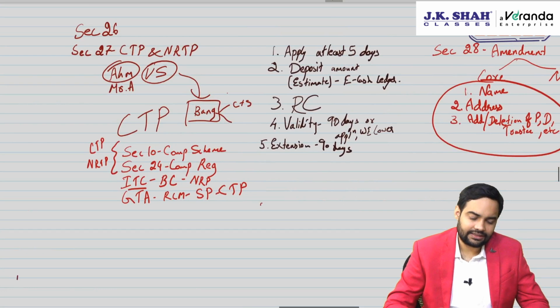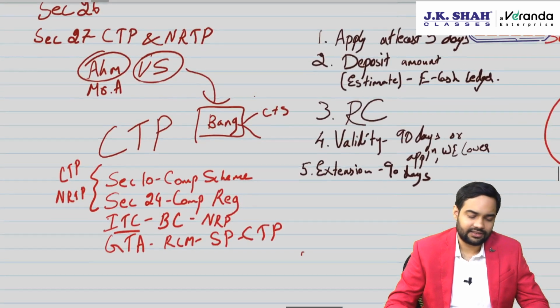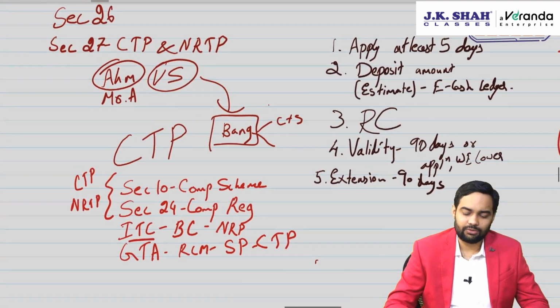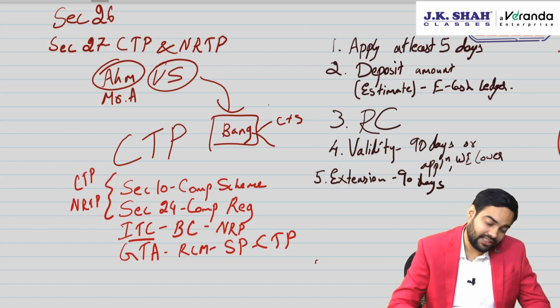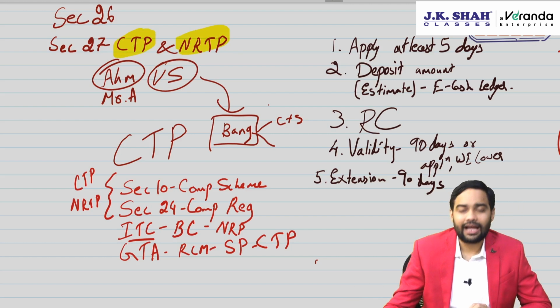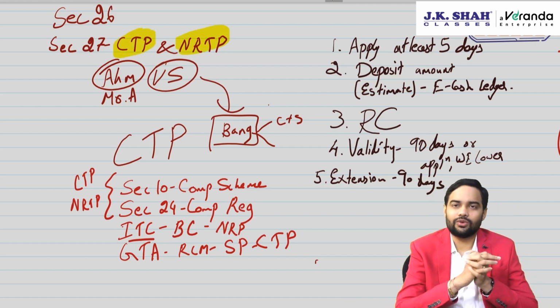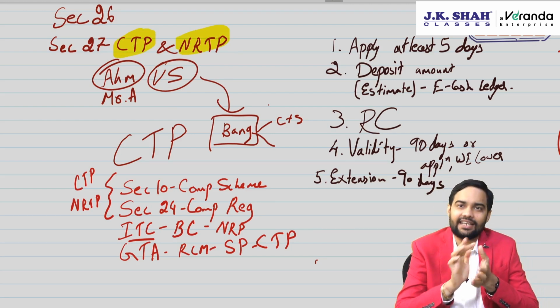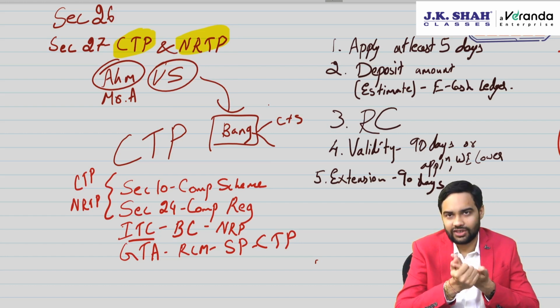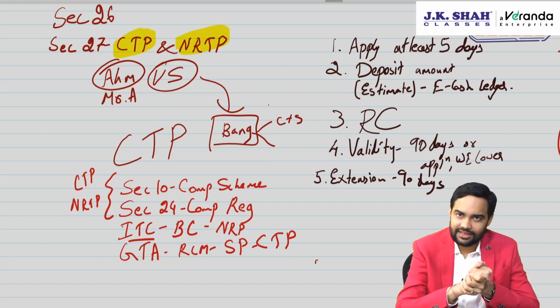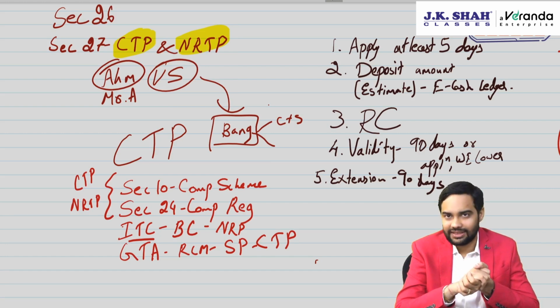Then 26 is deemed registration, that registration under the CGST Act is deemed to be registration under the SGST Act. 27 deals with CTP and NRTP. Who is a CTP? CTP is a person who occasionally undertakes transactions involving supply of goods or services in the course or furtherance of business in a state where he does not have a fixed place of business.